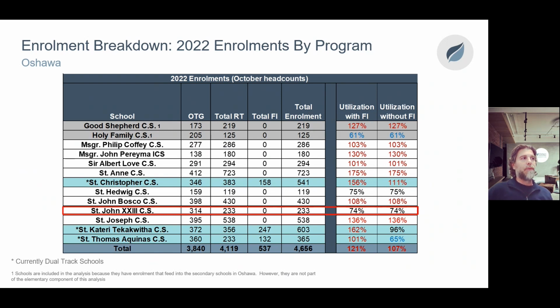Right now, French immersion elementary enrollment in the city is about 537 students, which represents about 11.5% of the total enrollment. Of the total enrollment at the 3 schools that offer French immersion, it makes up about 41% at St. Kateri, about 29% at St. Christopher, and about 36% at St. Thomas.